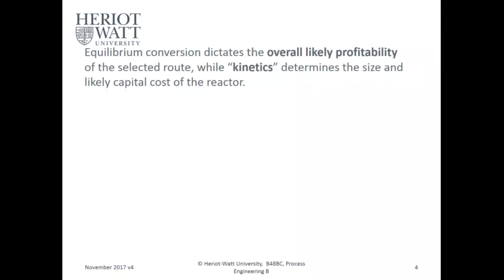Equilibrium conversion dictates the overall likely profitability of a selected route, while kinetics determines the size and the likely capital cost of the reactor. Now, they are quite related if you're a chemical engineer. Not so much if you're a chemist, but very much related if you're a chemical engineer, because the profitability is based on your capital expenditure and operating costs. So it's a balance between the conversion and also the kinetics.